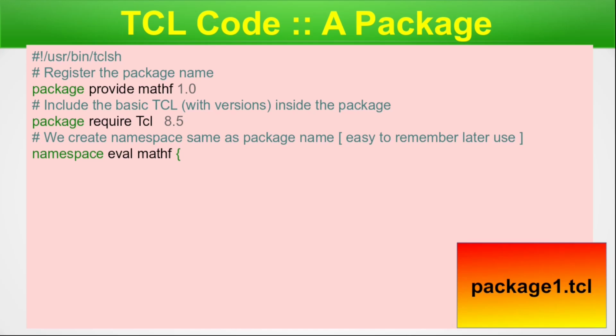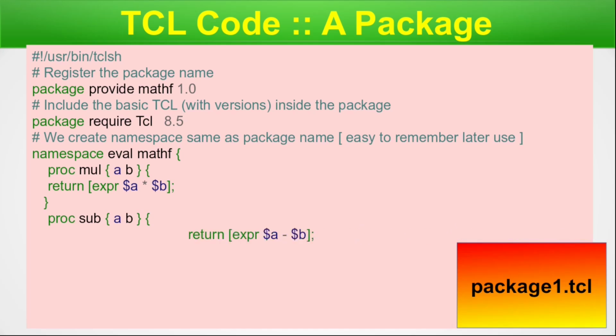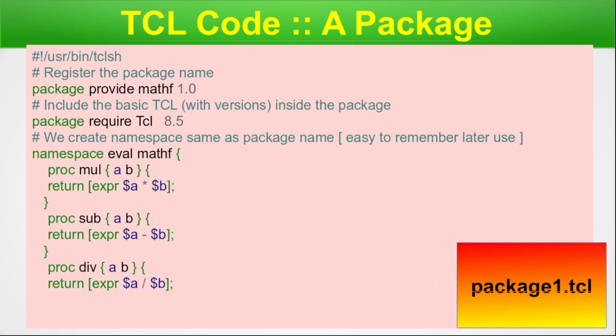So namespace eval, the name is mathif, and we start with a curly bracket. Here we write our procedure, multiplication, with a and b as the two arguments, and we have the mathematical expression here. And we close it. In a similar way, we define the subtraction with two arguments a and b and the corresponding mathematical expression. We close it. Next, we write the division procedure with two arguments a and b and the corresponding mathematical expression, and close it. And finally, we close the namespace.